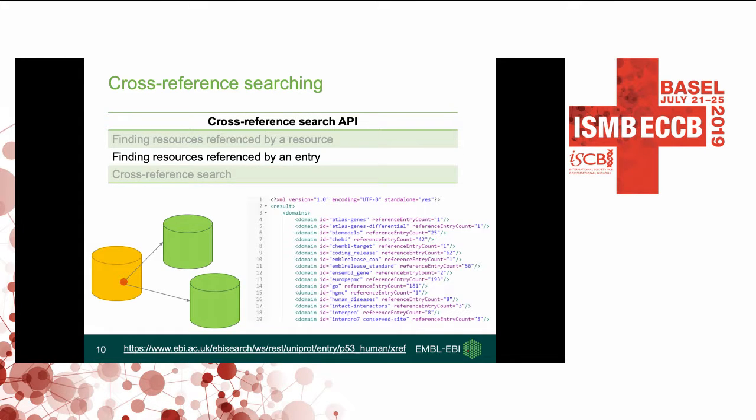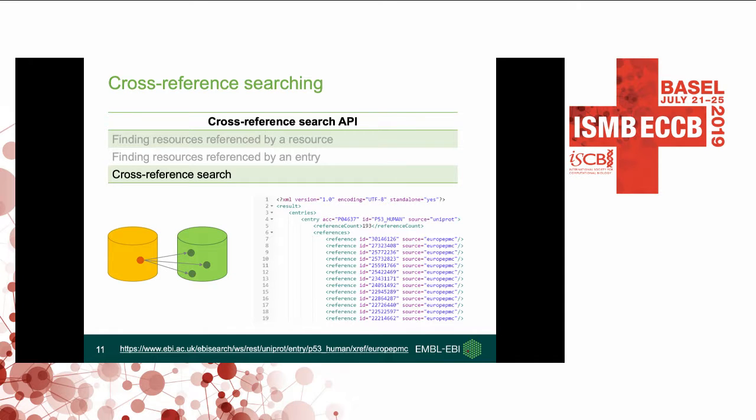The second API is to find resources referenced by a particular entry. On the right side, the example shows a list of resources referenced by a specific UniProt entry. This API can be used to see the overview of cross-references of a particular entry. And the last API is to find the entries referenced by a specific entry. The example shows a list of publications referenced by a single UniProt entry.